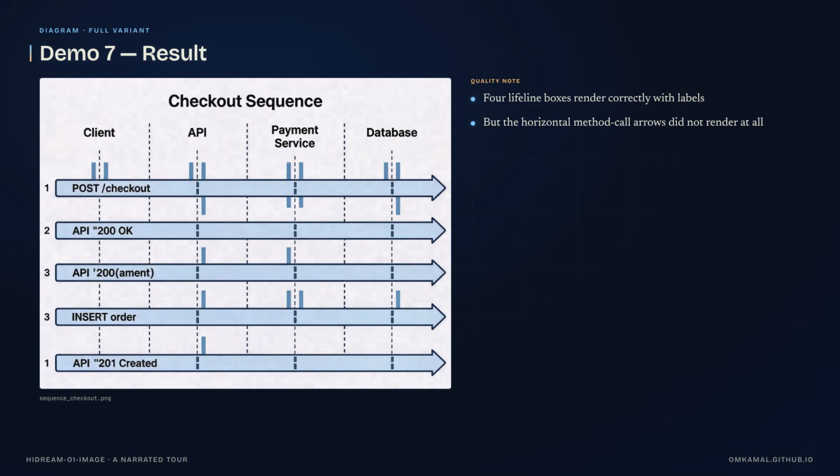Sequence diagrams are HiDream's weakest diagram type. For real, sequence diagrams use Plant UML or Mermaid. Reserve HiDream for the title card.